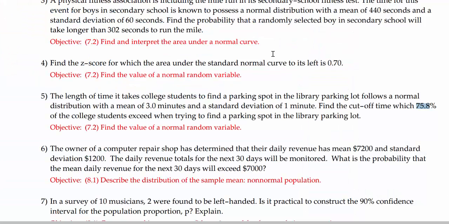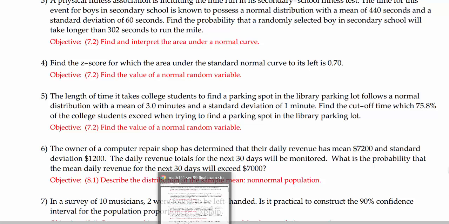Okay, number 5. The length of time it takes college students to find a parking spot in the library parking lot follows a normal distribution with a mean of 3 and a standard deviation of 1 minute. Find the cutoff time which 75.80% of college students do not exceed. The answer is done as "do not exceed" when trying to find a parking spot in the library parking lot. So again, I'm going to change the word "exceed" to "do not exceed," so the answer will match the one that we have in the last page. Okay, let me show you how to do this.